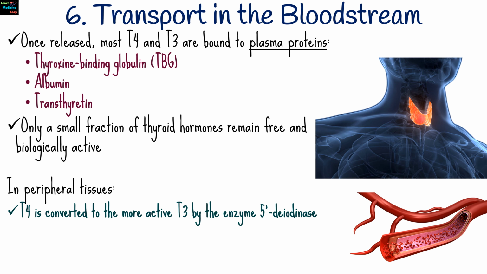In peripheral tissues, T4 is converted to the more active T3 by the enzyme 5-deiodinase. T3 is the more potent form of thyroid hormone and is responsible for most of the physiological effects.